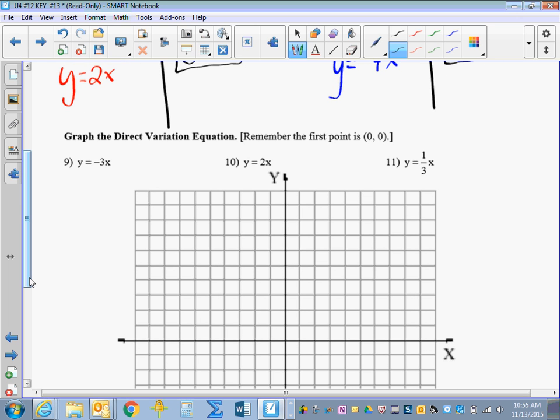All right, now these problems should be super easy for you because we've been doing graphing for the last 3 days, and now we're just going to graph these again. Remember, this is similar to y equals mx plus b. For number 9, what is my y-intercept here?